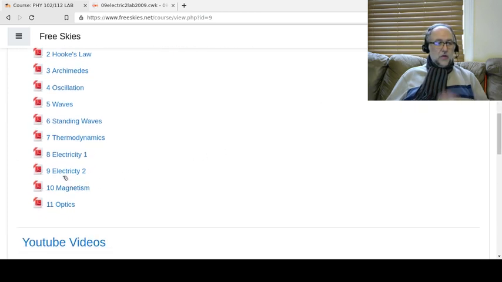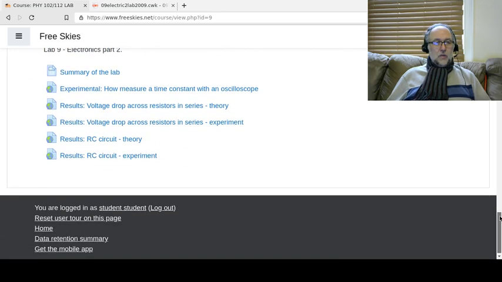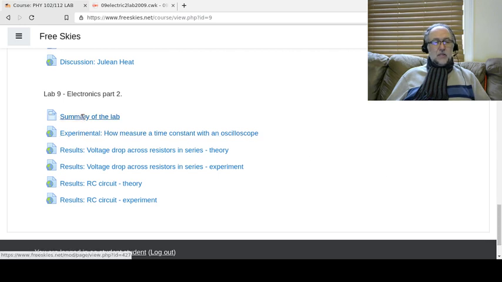The handout is right here. It's lab number 9, electricity number 2. If you scroll all the way to the bottom here, I've got the typical summary of the lab, what I expect you to write up, and also some YouTube videos to watch. Admittedly, these are pretty good. The very last one is not that good.